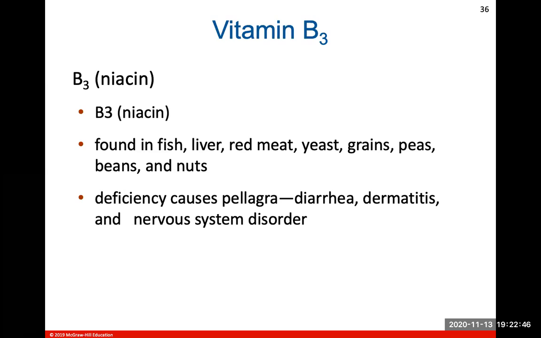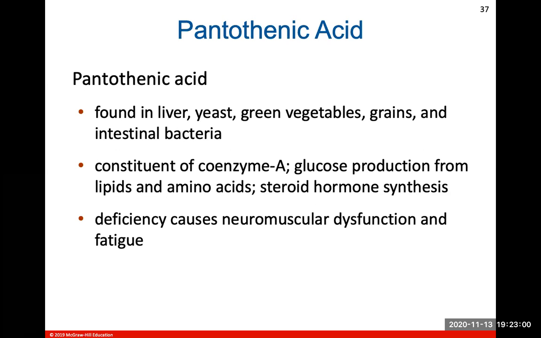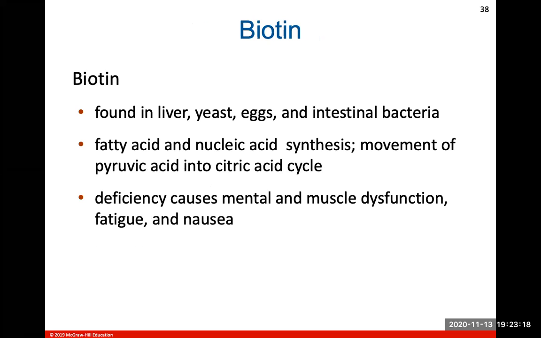B3 is niacin, found in fish, liver, red meat, yeast, grains, peas, beans, and nuts. Deficiency causes pellagra, which could lead to diarrhea, dermatitis, inflammation of the skin, and nervous system disorder. Pantothenic acid is found in those foods listed there. It's a constituent of coenzyme A, which is important in glucose production from lipids and amino acids, also important for steroid hormone synthesis. So a deficiency could cause neuromuscular dysfunction and fatigue.